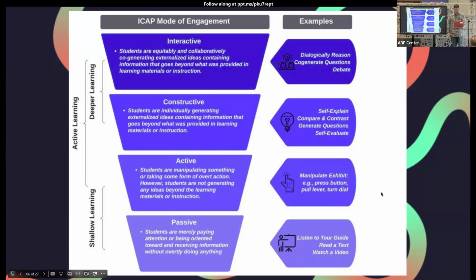So active mode, we have manipulating an exhibit, pressing a button. I'd say if you're doing a lab, pouring things, measuring things, moving around, right? Speaking is an active thing, right? But if you're speaking something off the top of your head and you're improvising, that's constructive because you're generating something completely new. But if you're reading off a script, then that's active because you're no longer generating on the spot. It could have been constructive when you were writing the script, but while you're doing the action, it's something that's prepared and right in front of you.